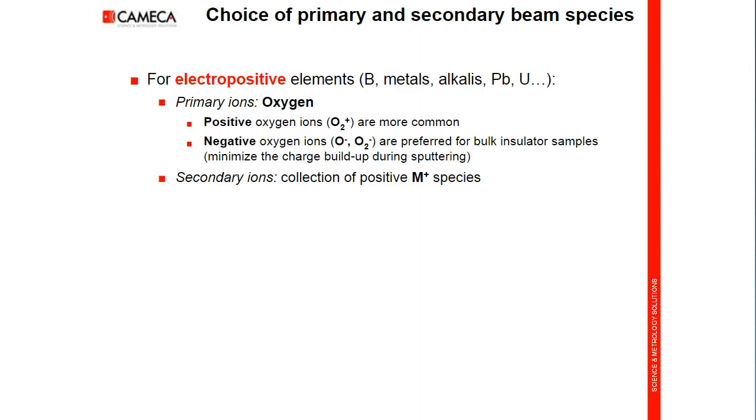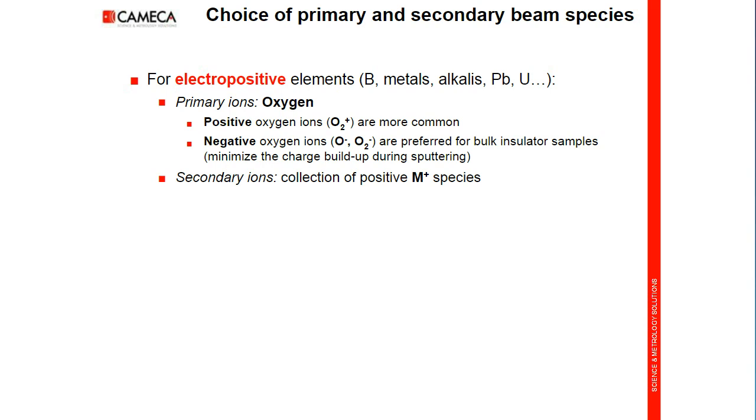Oxygen primary ions are generally used to investigate electropositive elements, boron, metals, alkalis, as they enhance the ionization of positive secondary ions. Positive oxygen ions are more common, but negative oxygen ions are preferred when bulk insulator samples are to be analyzed, as they minimize the charge buildup during sputtering of insulating materials.